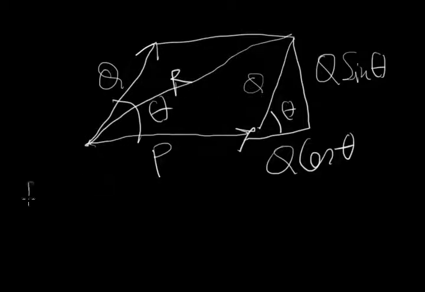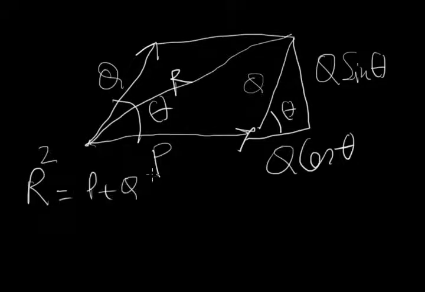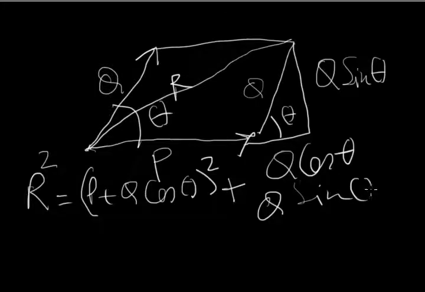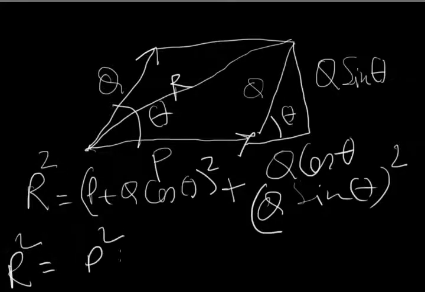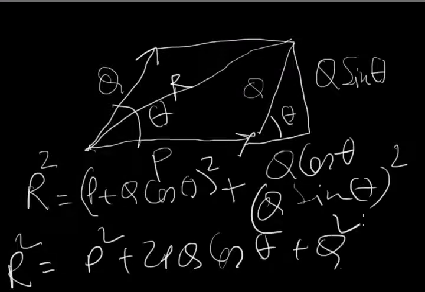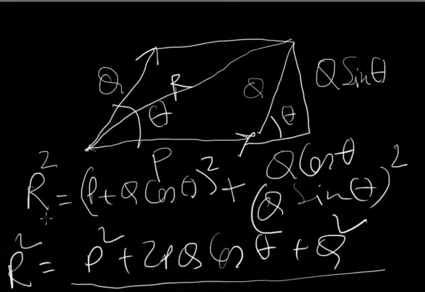When applying the Pythagoras, we write R squared equals P plus Q cos theta whole square. Then I add this perpendicular, which is Q sine theta whole square. If I add all these things together, R square is equal to P square plus 2PQ cos theta plus Q square. So this is what we have for the final value of the parallelogram law.